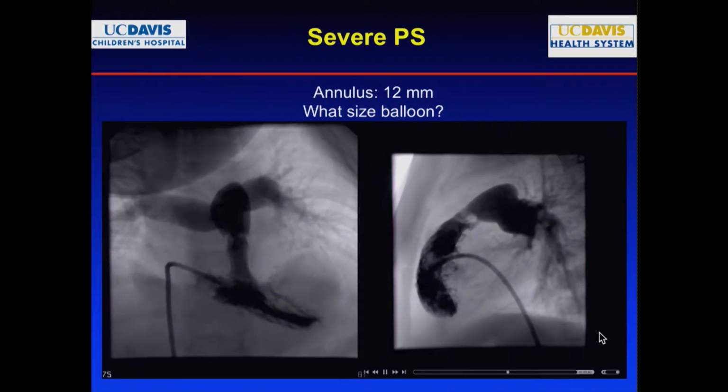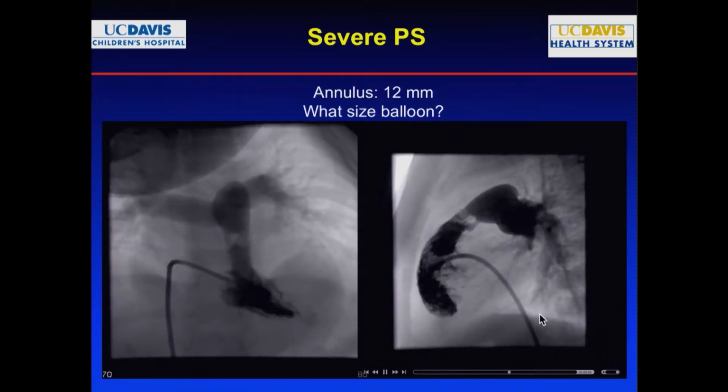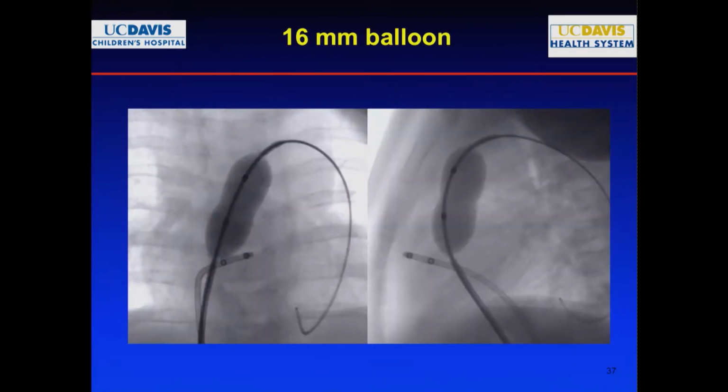All right, let's go to the pulmonary side. Here's a baby with severe PS with very dysplastic pulmonary valves. You can see that here. You can see that here. And of course, we ballooned with a 16. That was a 12 millimeter annulus. So 16 is actually a pretty good size.